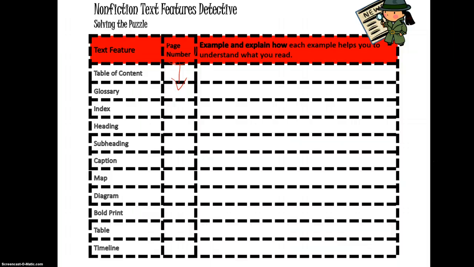A couple that we didn't really talk about, a map, so we're not going to worry about that one. And we also really didn't talk about tables or timelines. That's something that we'll save for another day, and we'll use this same chart to have our information down when we do talk about maps, tables, and timelines, so you can continue to log your information.